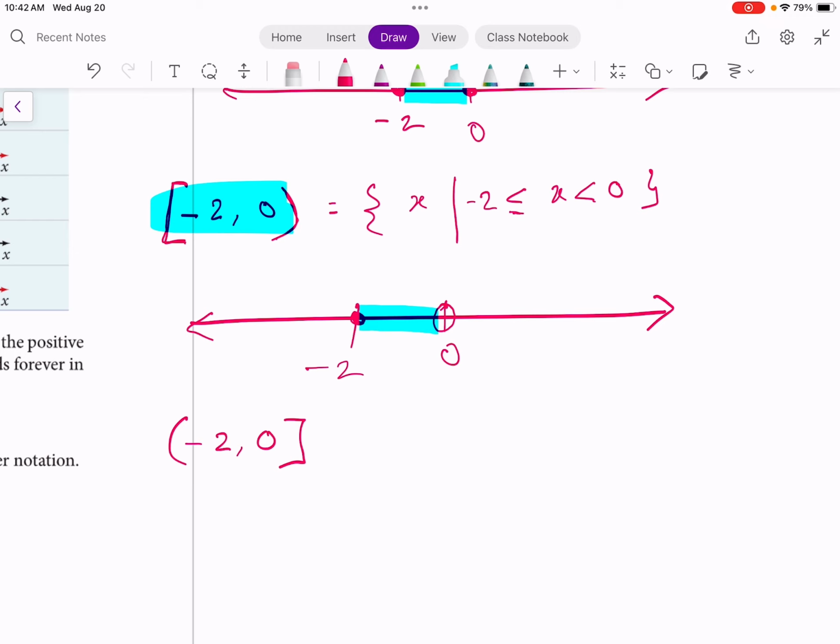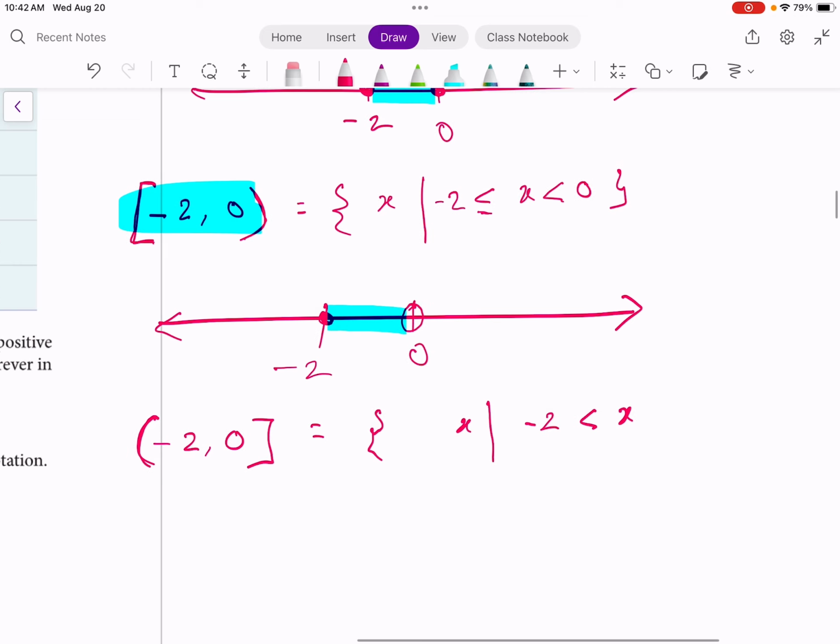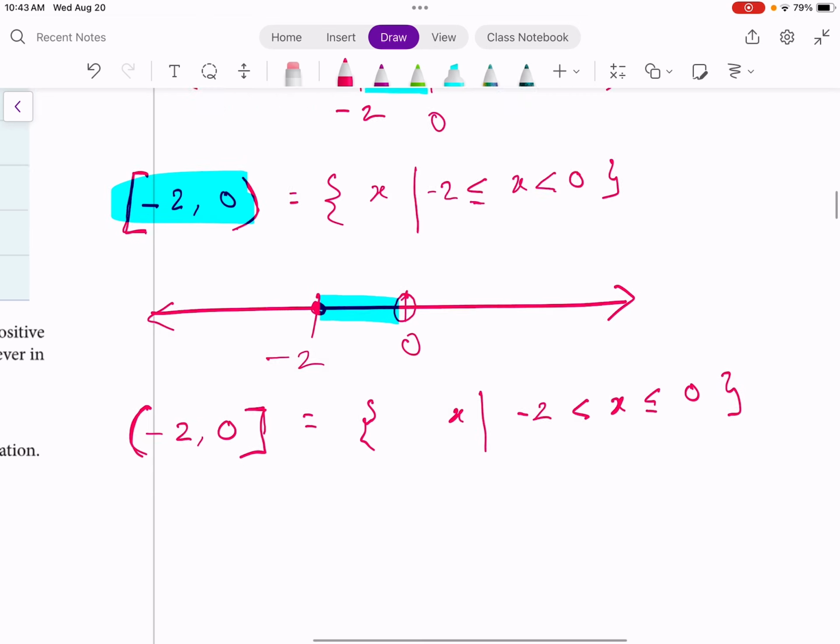So here we have a parenthesis on the left side, bracket on the right side. So you start with x as that. Now we have a parenthesis on the left side. Okay, so x greater than, there is no equals to, -2. On the right side we have a bracket, so less than equals to 0. So this is a set notation.